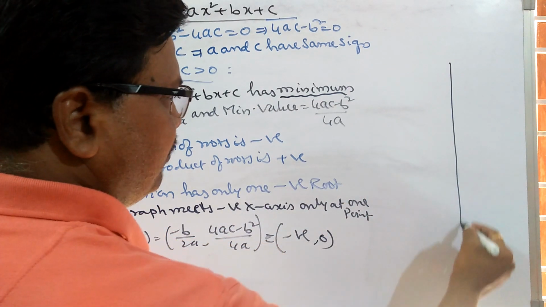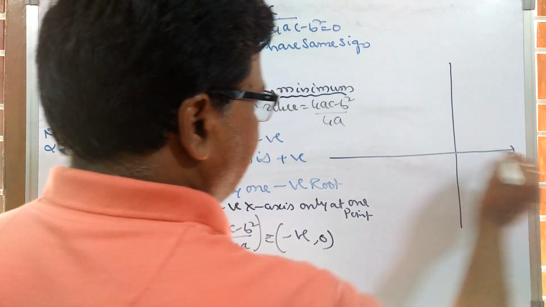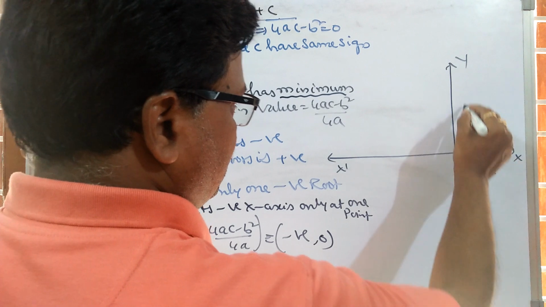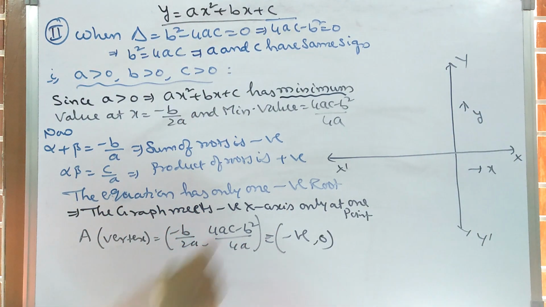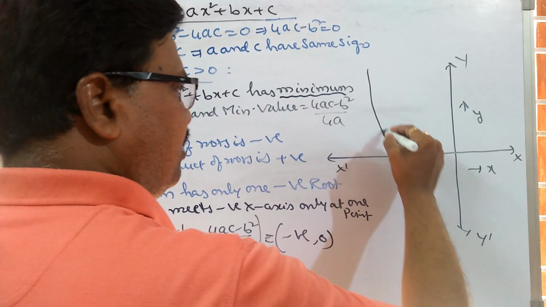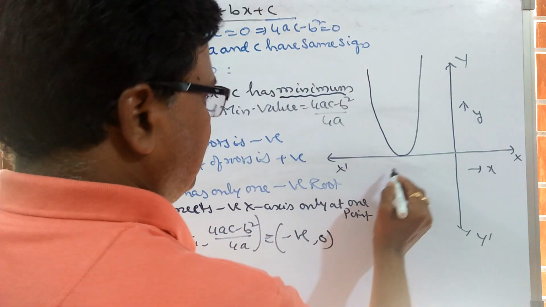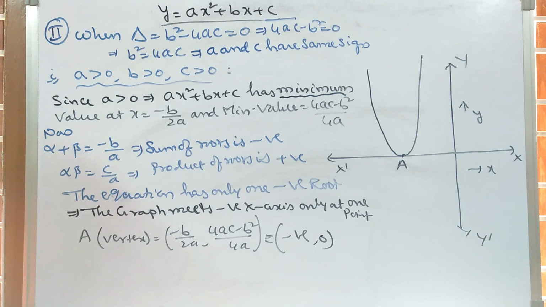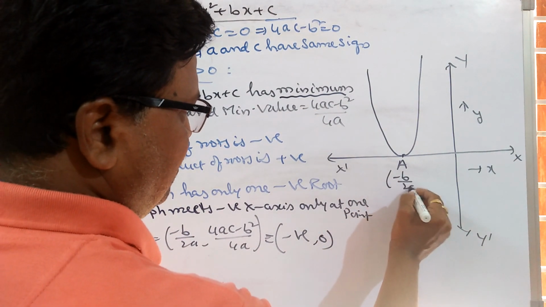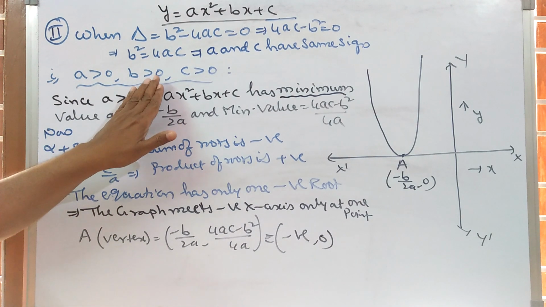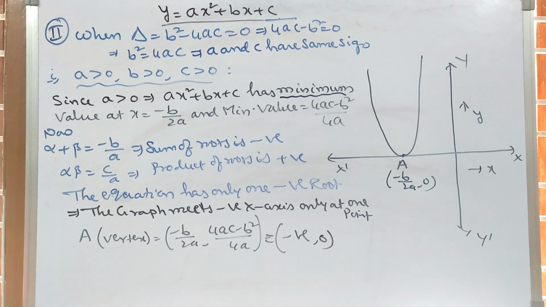Let us see how the graph is. This is x, x dash, and this is y, y dash. It has the minimum value, and it meets the negative x-axis at only one point. The graph will be like this. This is nothing but minus b by 2a comma 0, because 4ac minus b square is always 0. This is the graph we are going to get in this case whenever a greater than 0, b greater than 0, c greater than 0. Right? Copy it along.